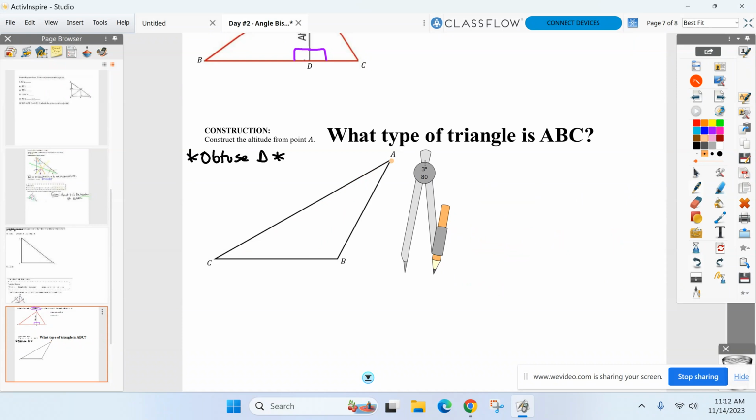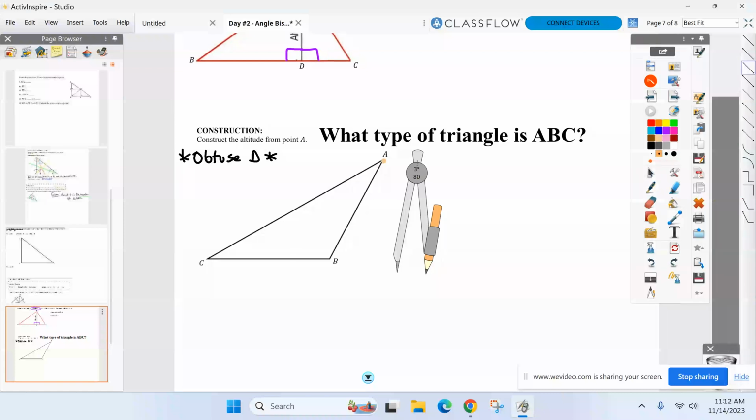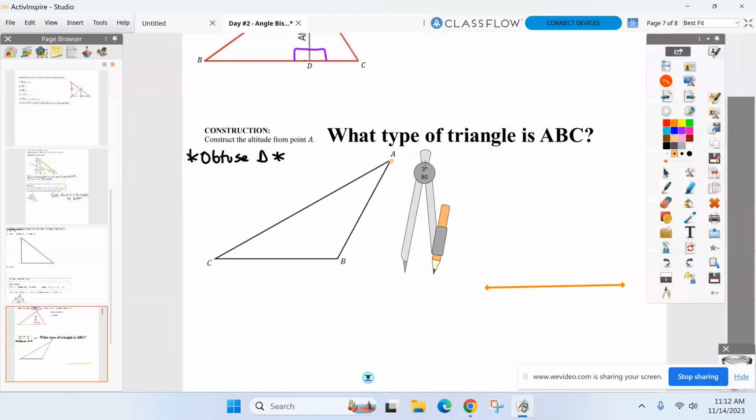And the hint I'm going to tell you, you already know how to do it. Altitudes have to be what to the opposite side? Perpendicular, right? And you don't have to draw this. I don't know if you remember a line and a point off the line and doing a perpendicular line through it. That's exactly what we're going to do now. First step, compass has to go on point A. So put your compass point on A.